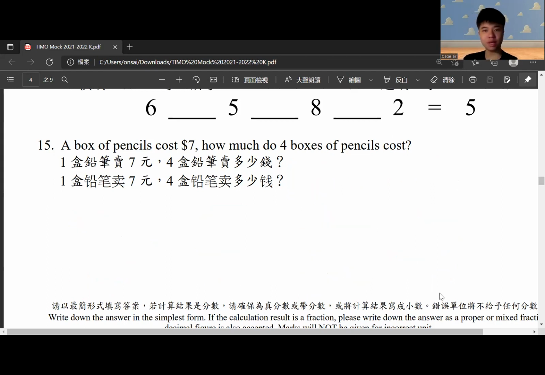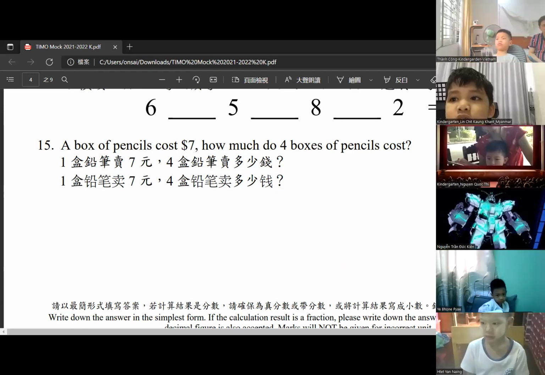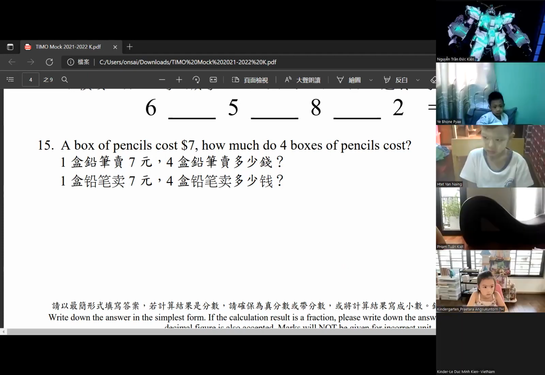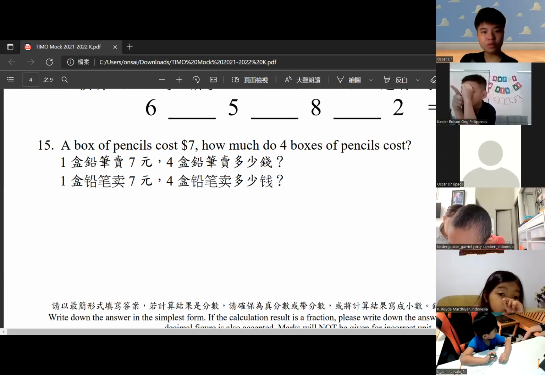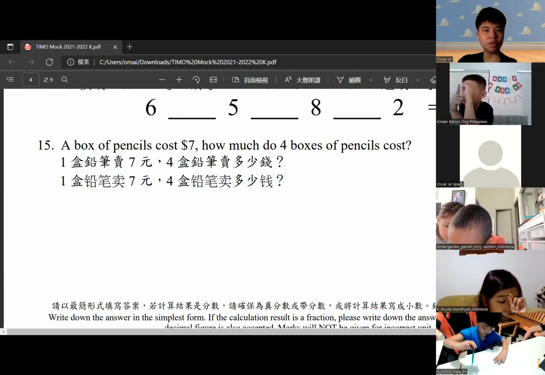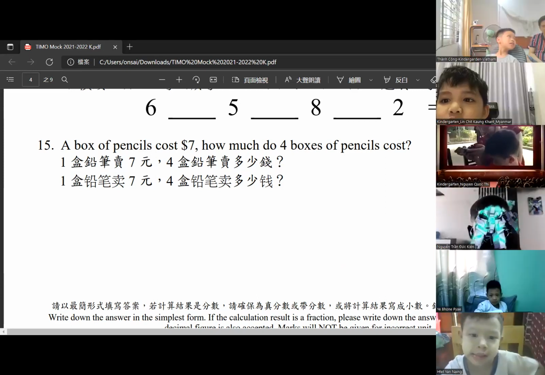Okay, can I solve your problem? Okay. Oh, I can see a Gundam. Some students are using a Gundam as the background.